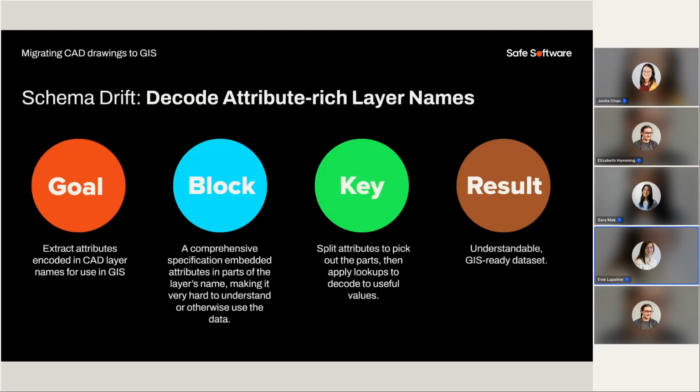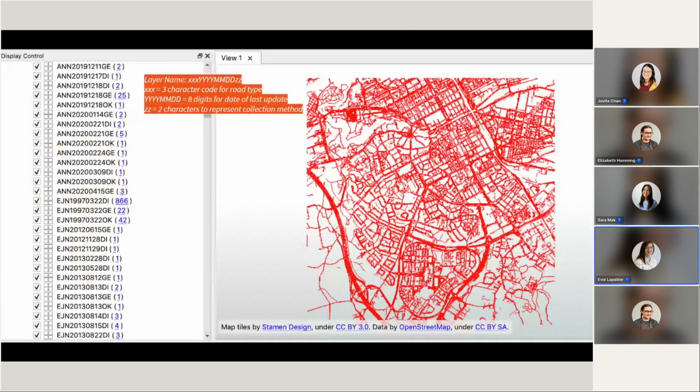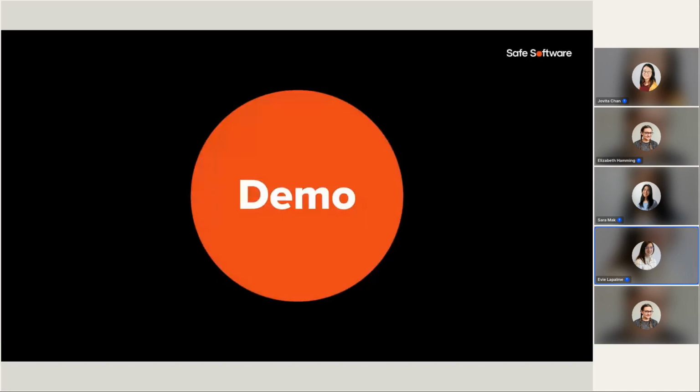So to look at the data, we have here the layer name: a 3-character code for the road type, 8 digits for the date of the last update, and 2 characters to represent the collection method. So this here is all of the layer names, and we'll go into the demo.